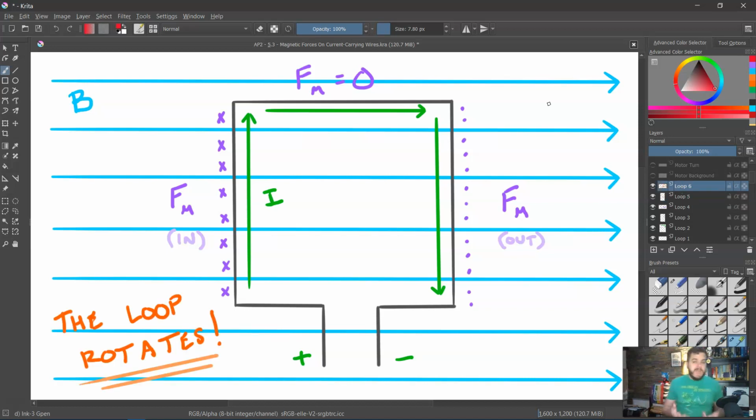Now this will only happen to a point, because as it's rotating, eventually it's going to get to a point where the currents are in opposite directions, and that's going to cause the whole thing to experience a force in the opposite direction. It's going to rotate back. So this loop would basically be doing this back and forth, back and forth, back and forth, which is not overly useful. But is there a way that we could make this more useful?